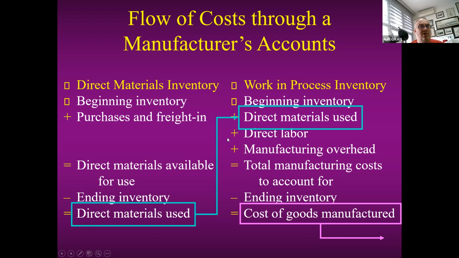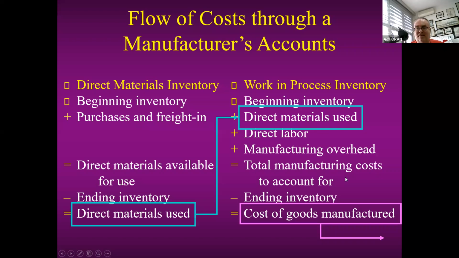So this ends up being removed from direct materials, or raw materials, and added into work in process. There was a beginning inventory in work in process. You add the direct materials that were used, that were given into the production process, plus any direct labor, and manufacturing overhead: indirect labor, indirect materials, and other indirect costs are added on top of that. This gives us the total manufacturing cost to account for.